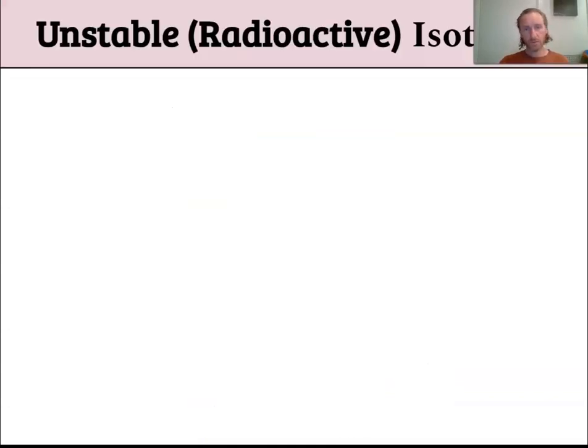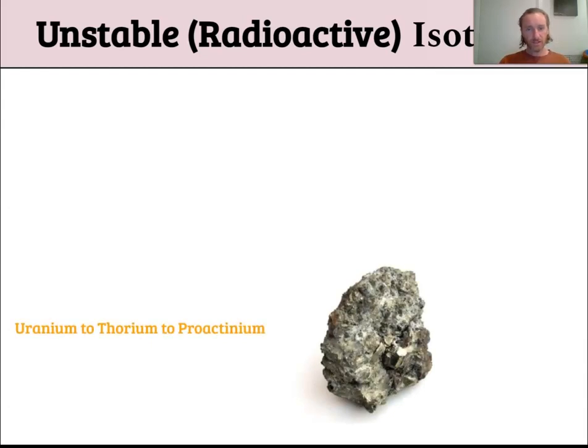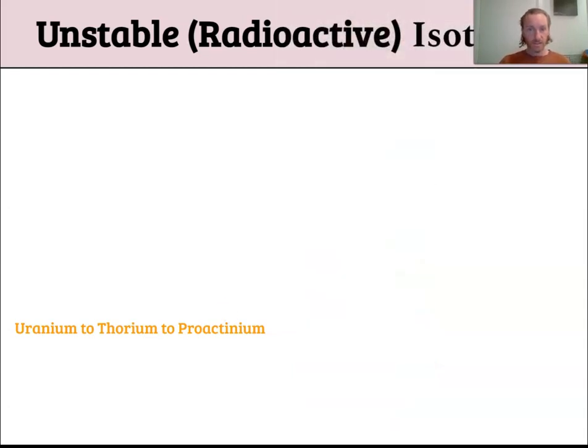There are also things which are called unstable radioactive isotopes. And these are things which we are very familiar with. They can help us to age things. They have lots and lots of applications. So an example that we might be familiar with is uranium to thorium to protactinium, which is a radioactive decay which we can speed up, which we do speed up in the nuclear fission process, and so on.